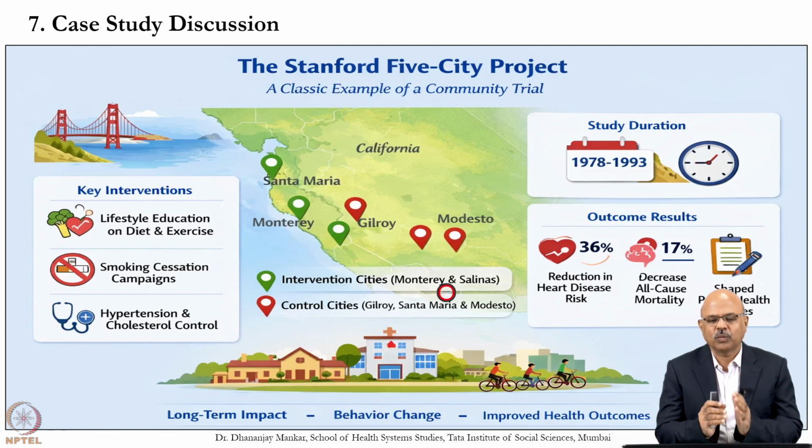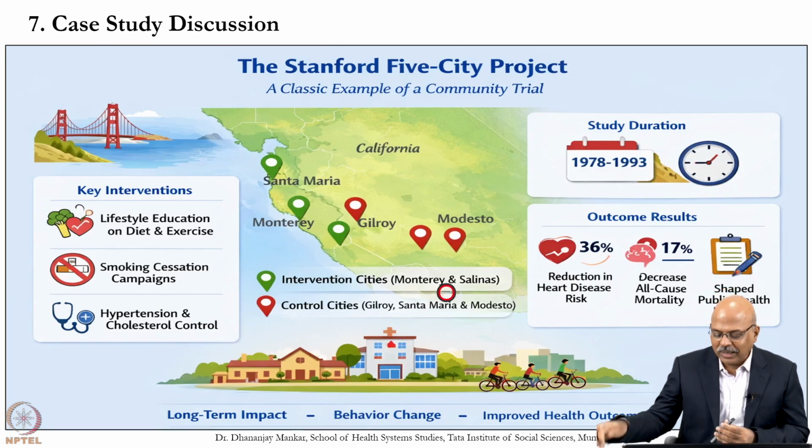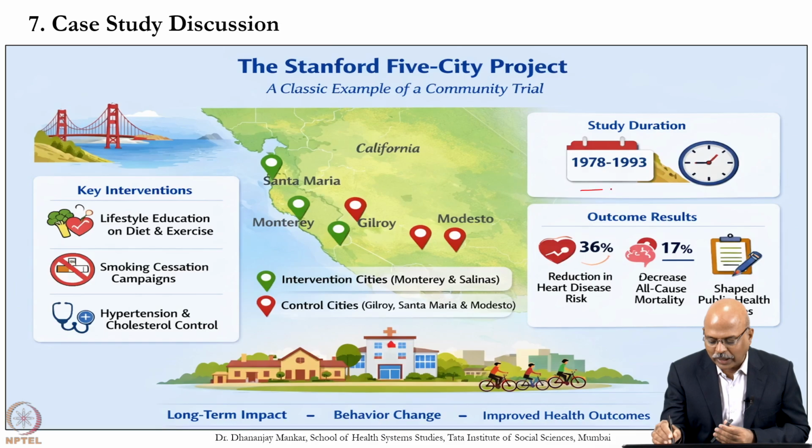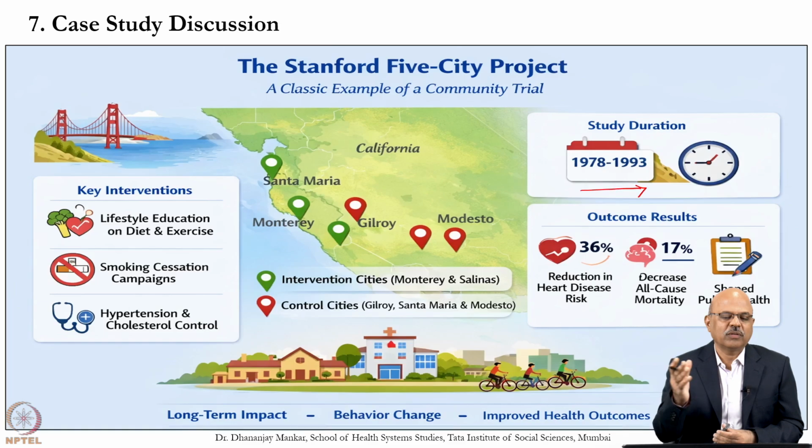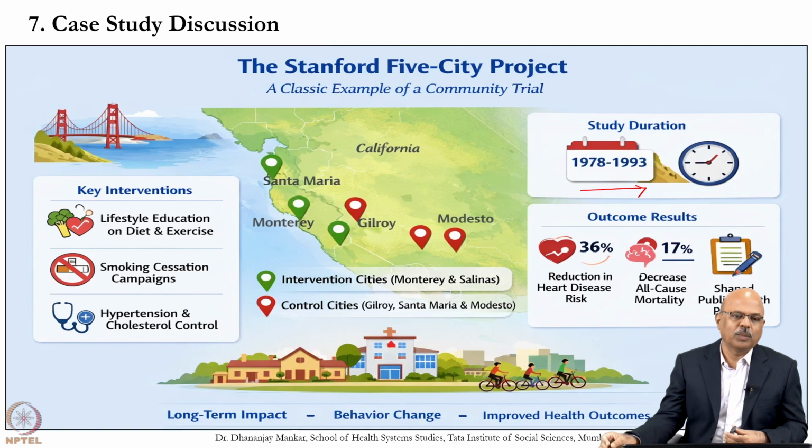Before that, I would like to point out that the study was carried out from 1978 to 1993. So you can understand the long period from 1978 to 1993, and this was a period when community trials like this were not usually taken. This was more projected towards understanding the long-term impact, the behavioral changes and the improved health outcomes, and this gave drastically good results, which we will point out.